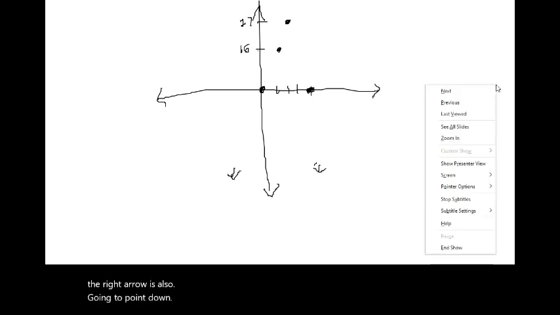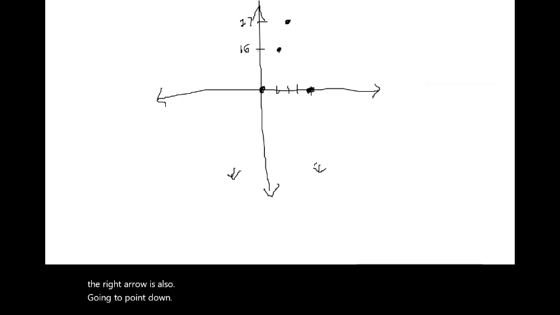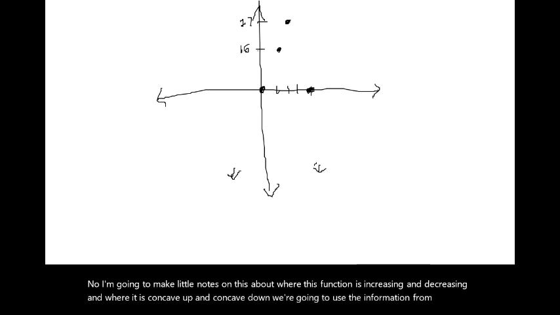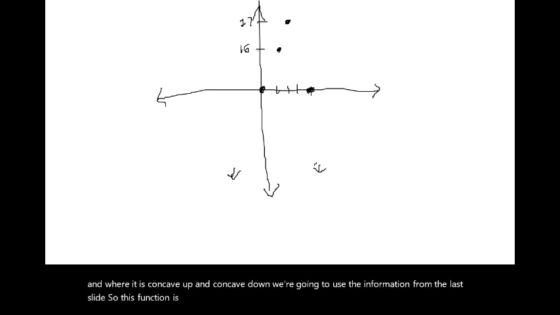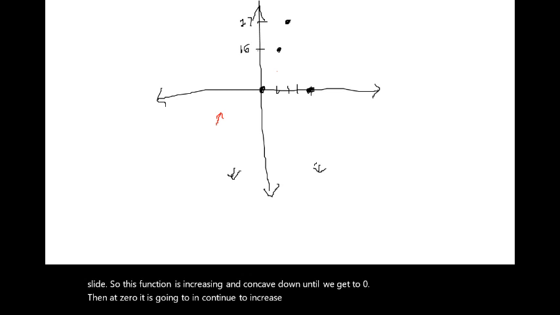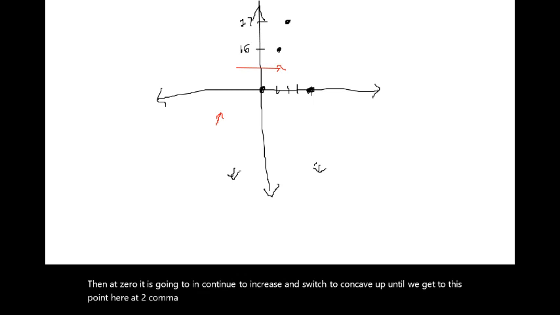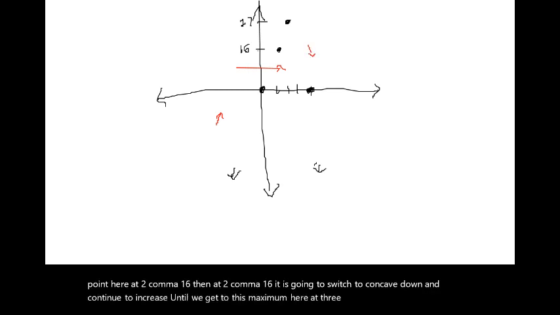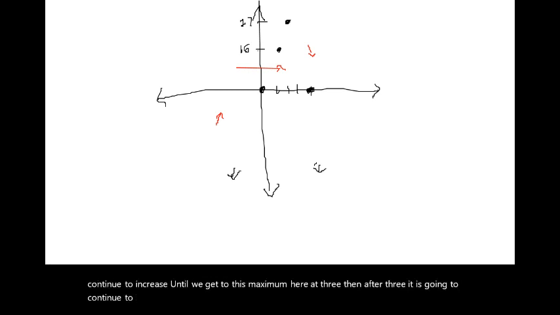Now I'm going to make little notes on this about where this function is increasing and decreasing, and where it is concave up and concave down. We're going to use the information from the last slide. So this function is increasing and concave down until we get to 0. Then at 0, it is going to continue to increase and switch to concave up until we get to this point here at 2, 16. Then at 2, 16, it is going to switch to concave down and continue to increase until we get to this maximum here at 3.